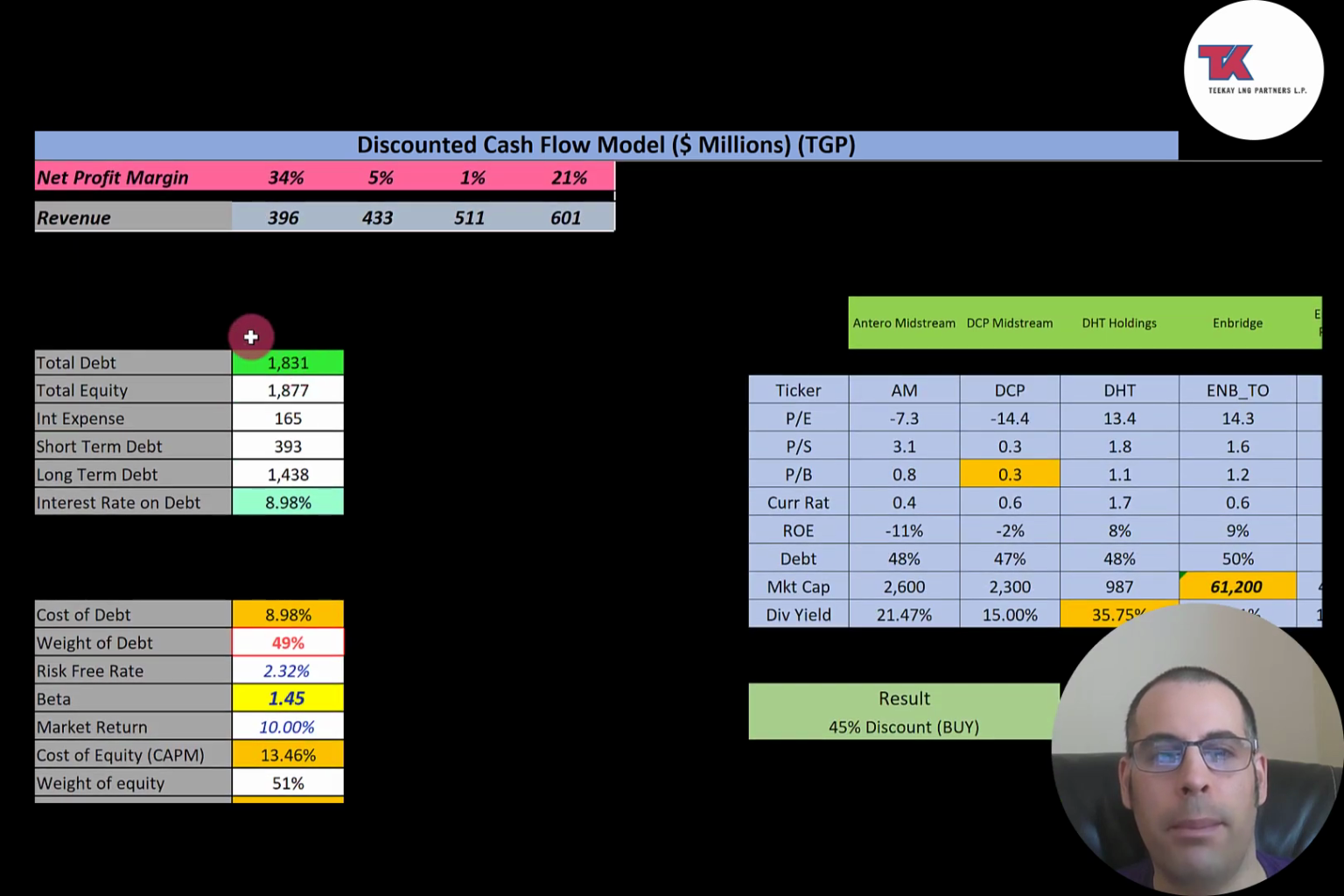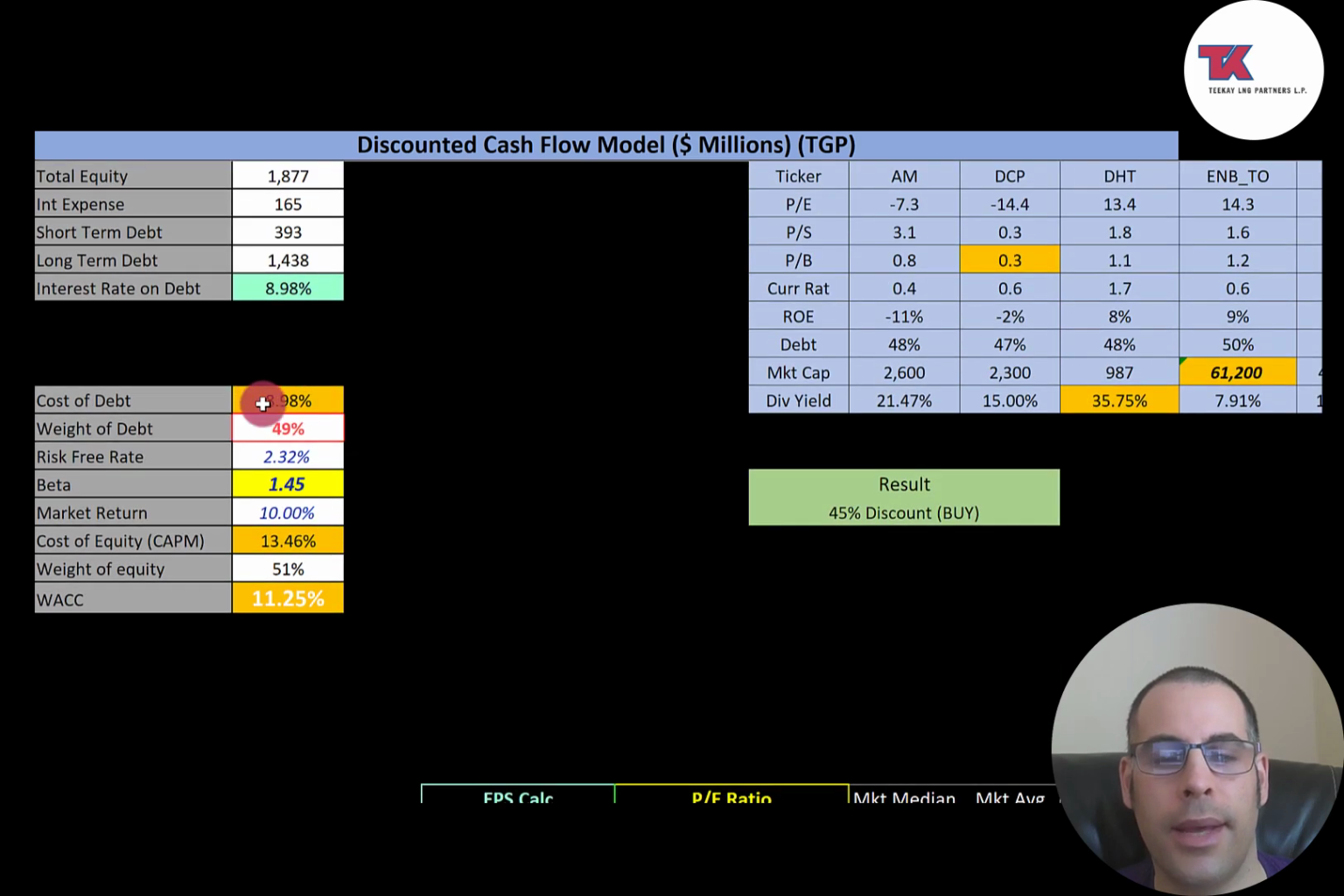They have $1.8 billion of debt. They pay a hefty 9% interest on their debt, and that's the cost of debt. They have 49% debt in their capital structure, which means they have 51% equity. Cost of equity is 13.5%. Their beta is 1.45, so the stock moves about 1.5 times the market. So it's a little volatile. It's not too bad. As long as it's below 2, I don't consider it too volatile.